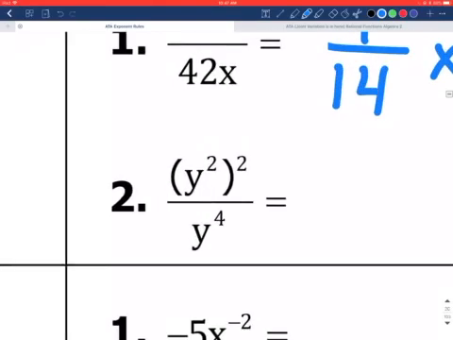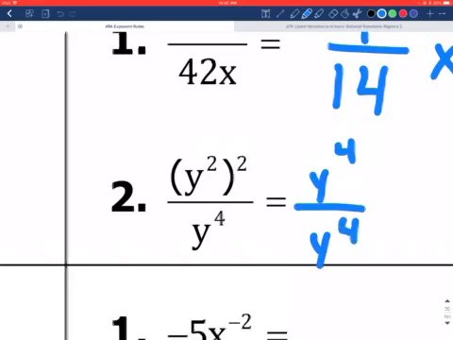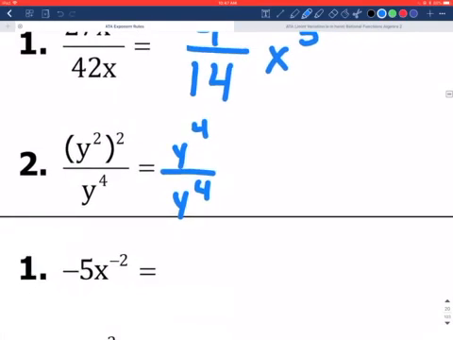For number 2, what rule do we have here? That is a power. So we are going to do power rule and multiply. That'll be y to the 4th over y to the 4th. And that, since they're the same, will just give you 1, right? Y to the 4th over y to the 4th.